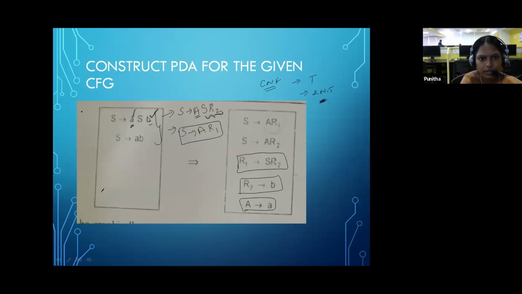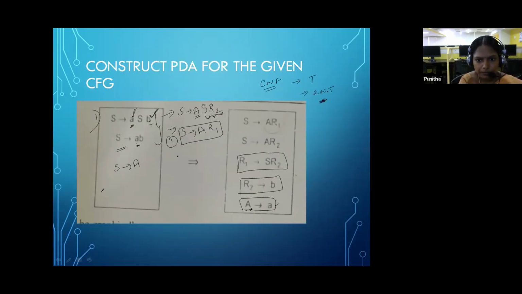Yes, the first production I've made in terms of CNF. The second I need to look at. The second production is also not CNF, so I need to convert this into non-terminals first. Yes, I have already introduced the productions for A and B. For small a, I have introduced the production A, so I'm writing A here.